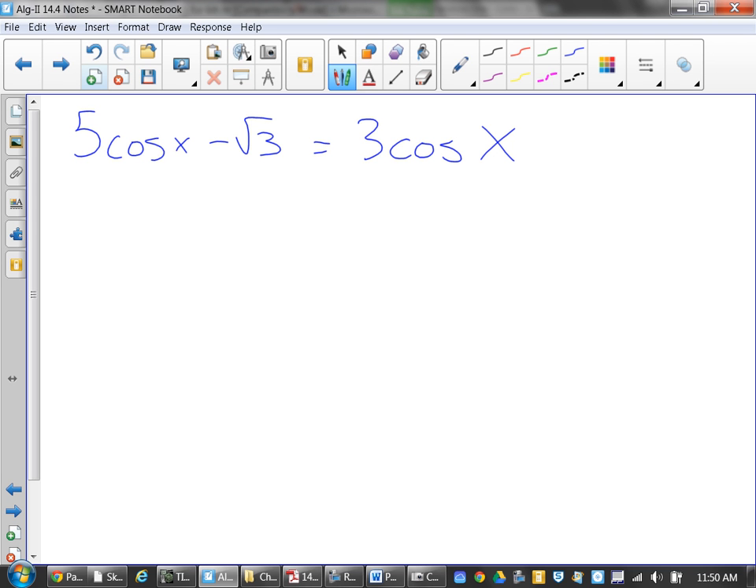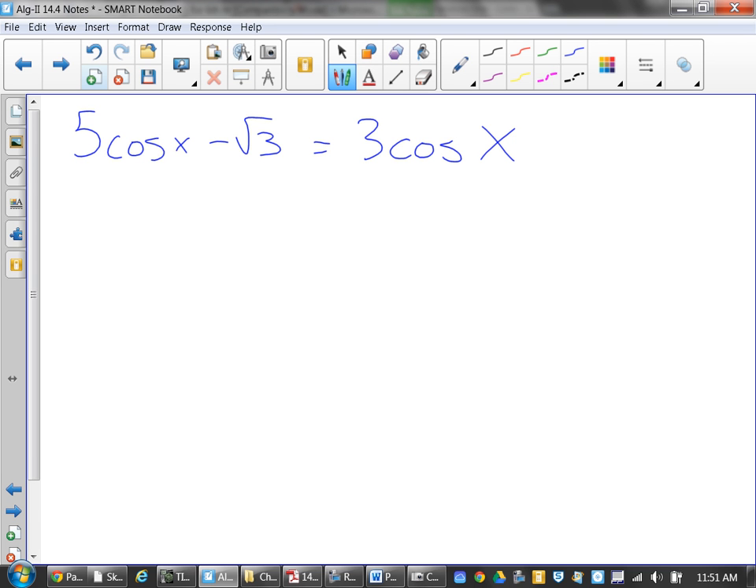If this was 5x minus root 3 equals 3x, you would subtract the 3x, correct? What changed? There's just 3 extra letters. If you want to treat it that way, that's about it.